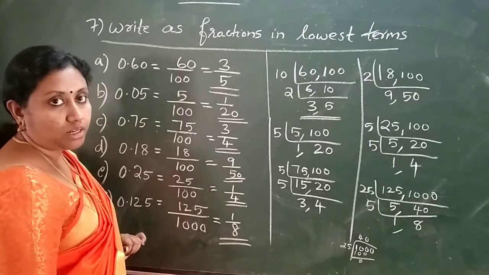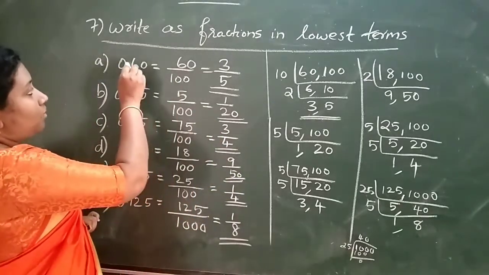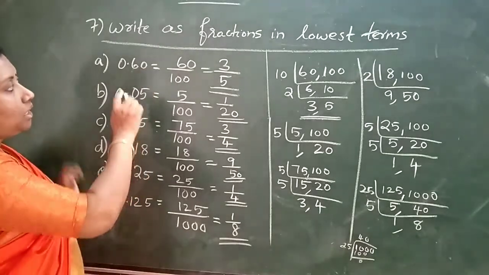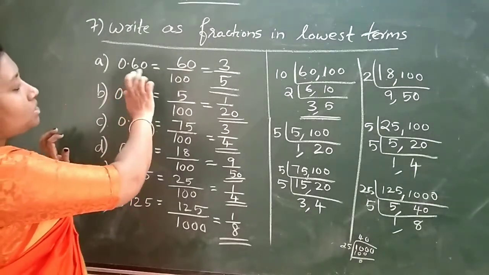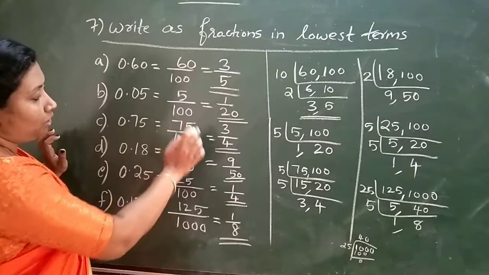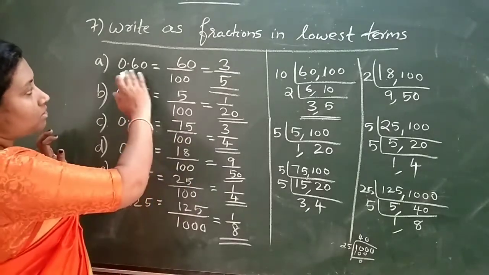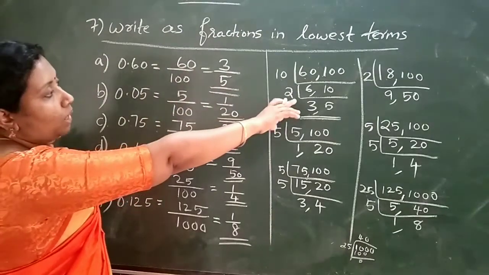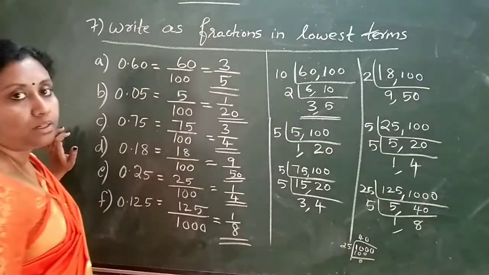All of you understand? First you count the decimal places. How many digits in the decimal part? That many zeros we need in the denominator. Okay, then you just write the given number as the numerator. Then you find the simplest form by the HCF method. Okay.